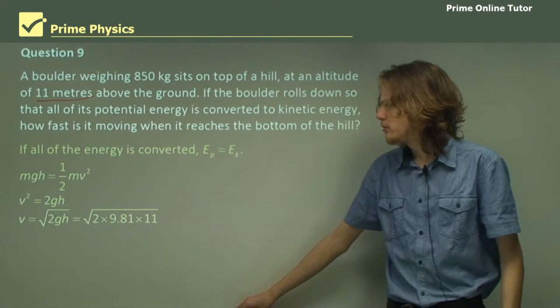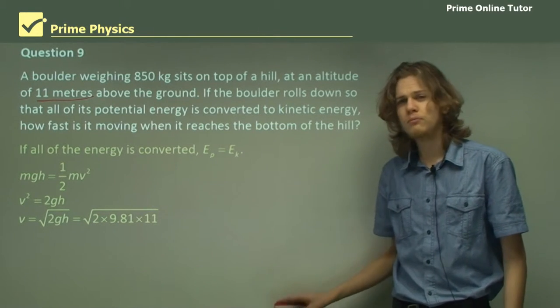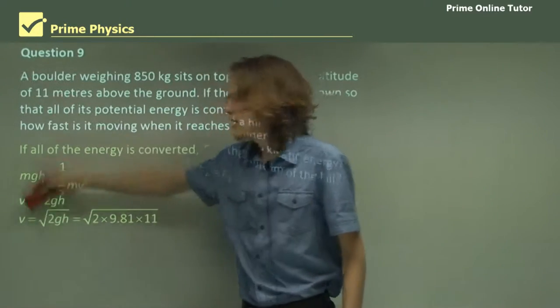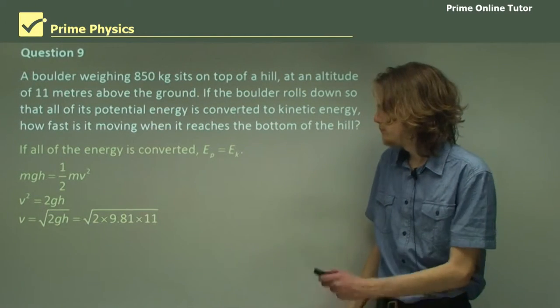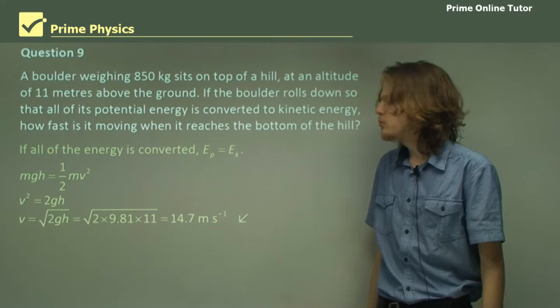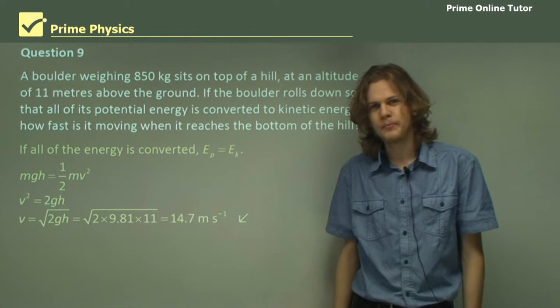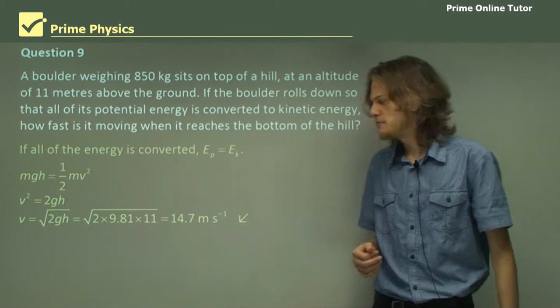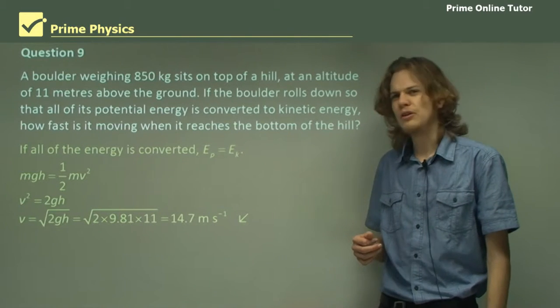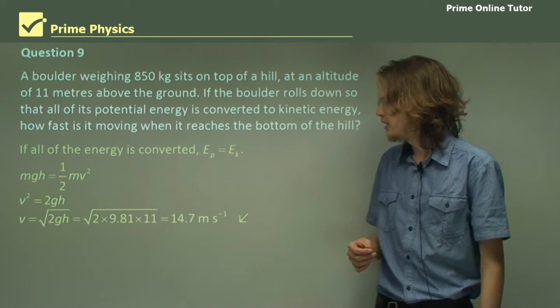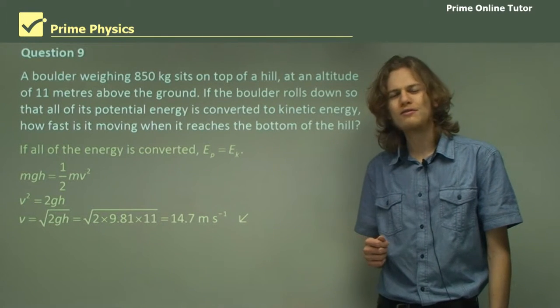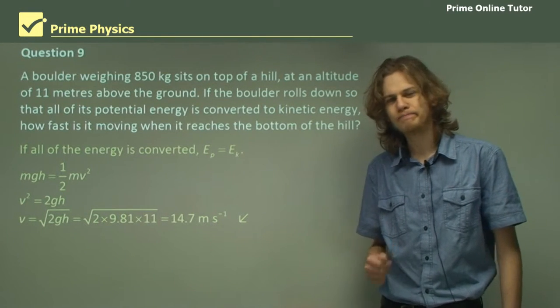We'll end up with the square root of 2 times 9.81 times 11. And using a calculator, we can evaluate that to 14.7 meters per second. Multiplying by a factor of 3.6, we have roughly 40 kilometers per hour. So the boulder will be moving quite fast when it reaches the ground.